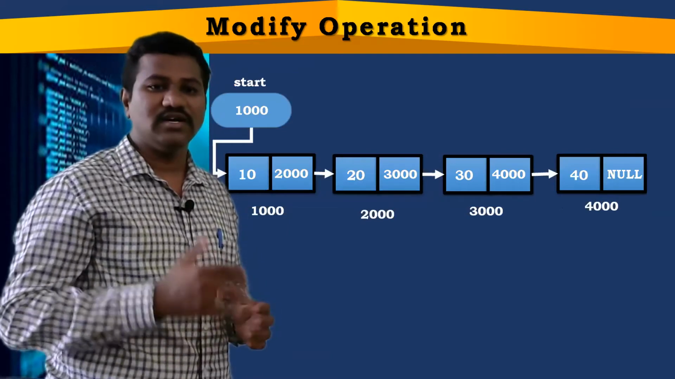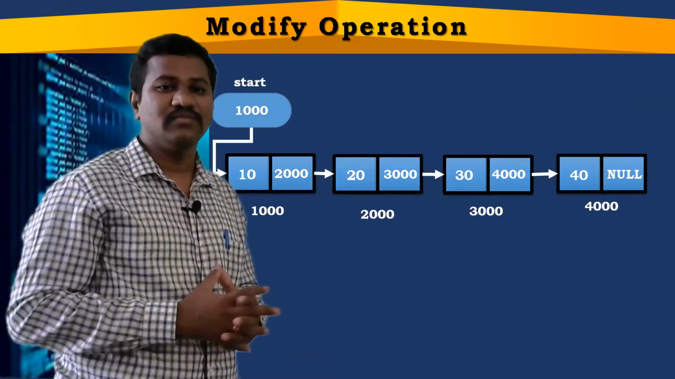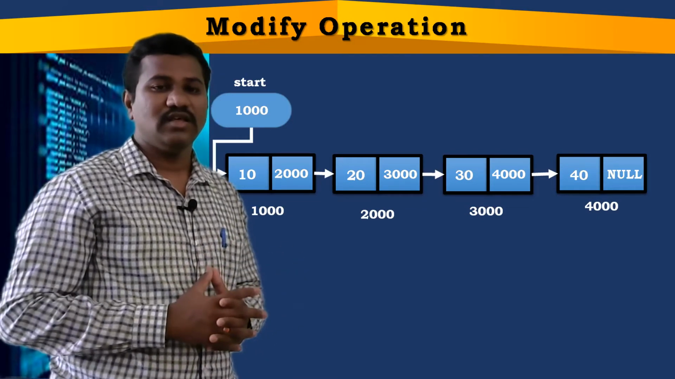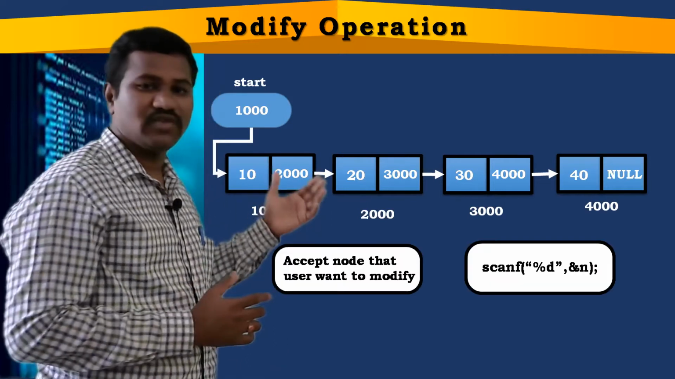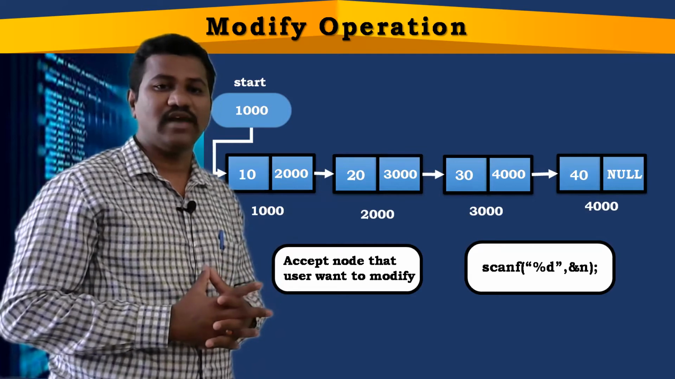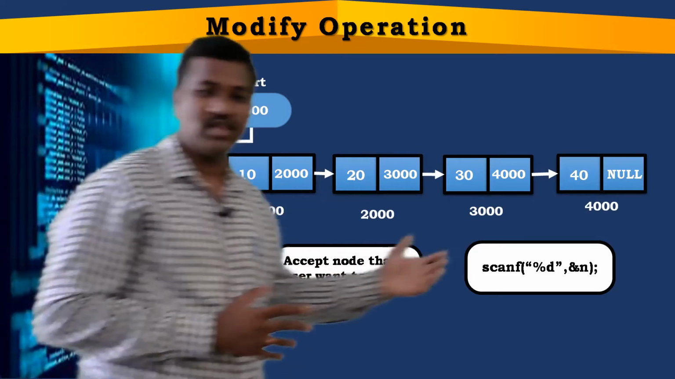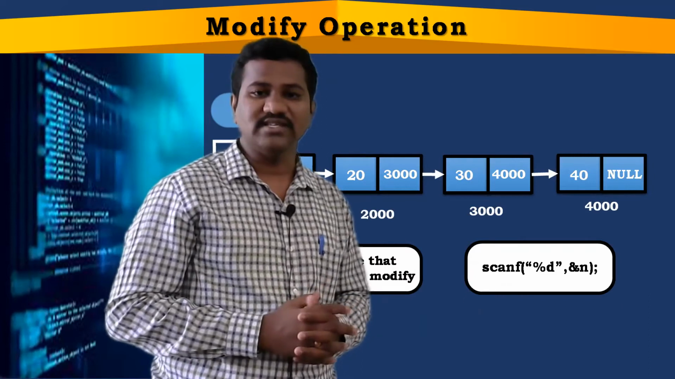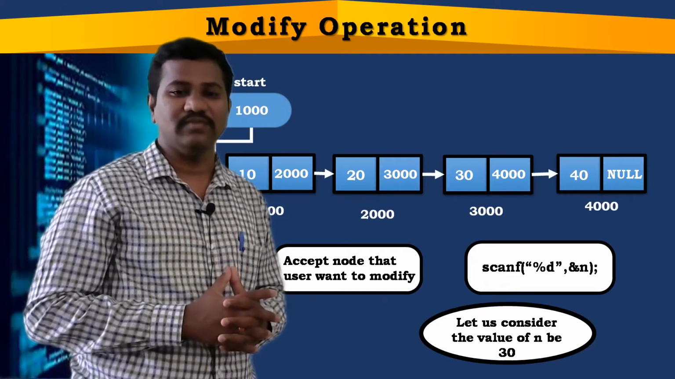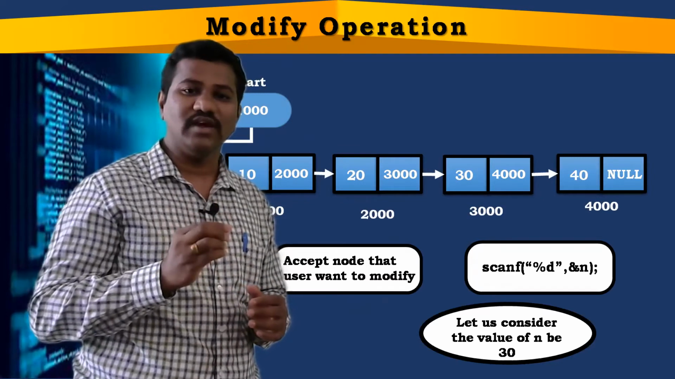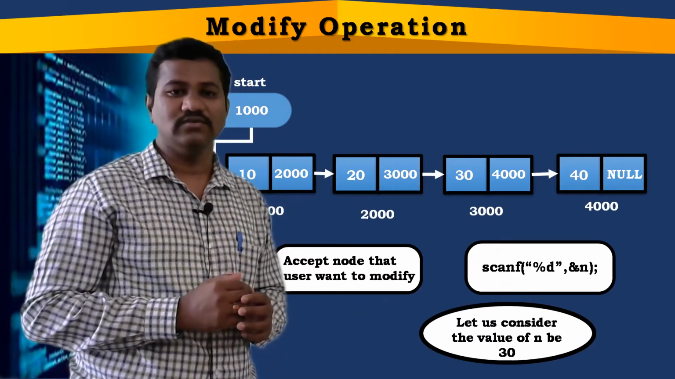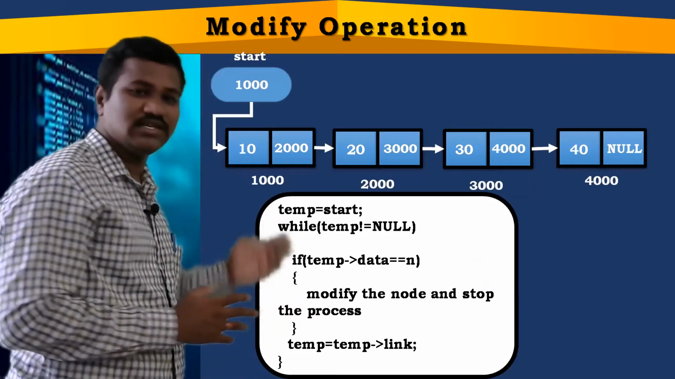Now let us enter the second step: if nodes exist in the list, what do we need to do? Let us assume that we have 4 nodes in the list. After that, we need to accept the value which the user wants to modify, and we are storing that in some variable called n. Now let us assume that the value of n is going to be 30. That means the user wants to modify the node value 30 to some other value.